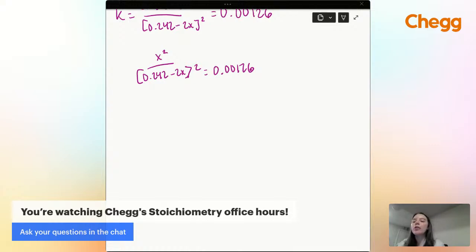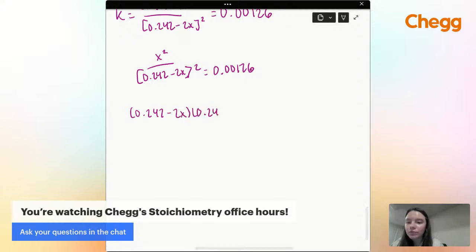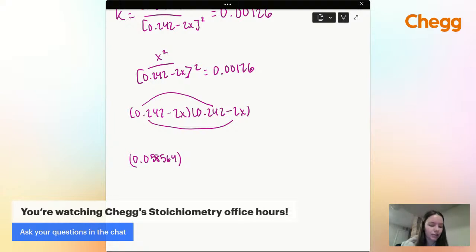Now we're going to do the FOIL method with this 0.242 minus 2x since it's squared. I find it easier to write it out, to do FOIL method, writing things out. So I'm going to do first times first. 0.242 times 0.242 is 0.058564. Then I'm going to do first outside. So 0.242 times minus 2x. So 0.242.